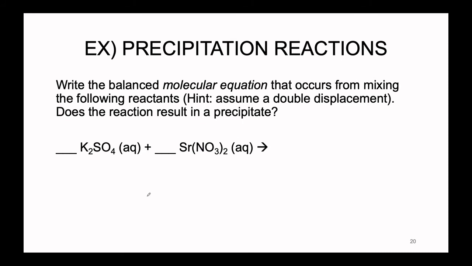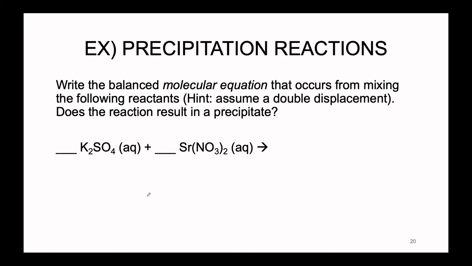All right, so let's talk about how to identify precipitates when they occur. We are going to do so by working through an example, because what is a better way to learn than by doing? So let's write the balanced molecular equation that occurs from the mixing of the following 2 reactants. And our hint here is we are going to assume that there is a double displacement reaction. Our question is, does the reaction result in a precipitate?